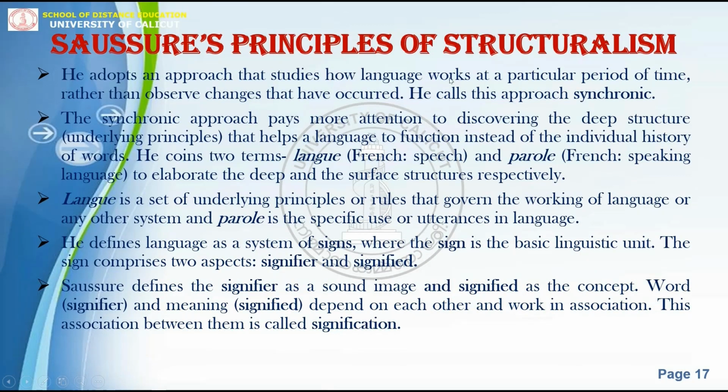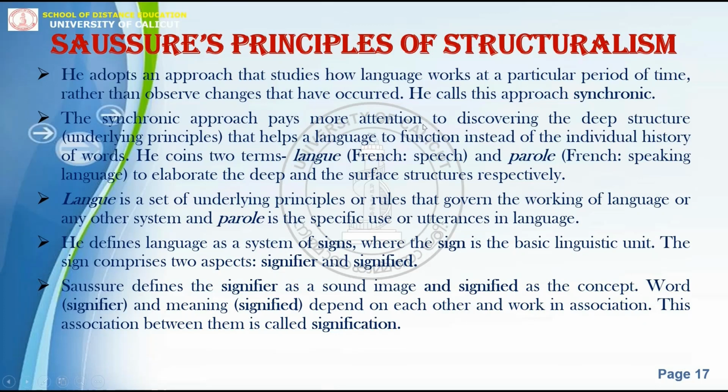He adopts an approach that studies how language works at a particular period of time rather than observing changes that have occurred, and he calls this approach synchronic. Synchronic means when you're studying how a language works at a particular period of time. And diachronic means when you are studying a language in a historical way.